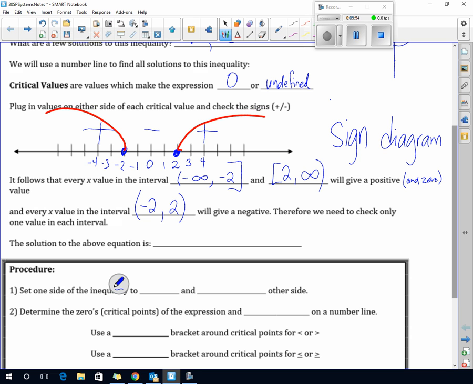The solution to the above equation would be stated as, if it's just these two regions, how do I actually write my final answer? Negative infinity, negative 2 square brackets, and how do I join them together? The union symbol, to infinity. There you go. What do you think about that?